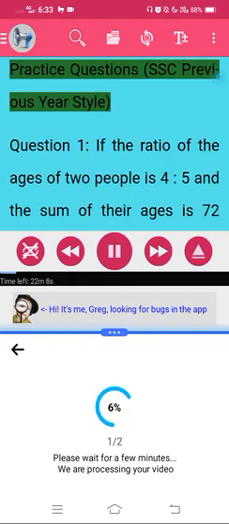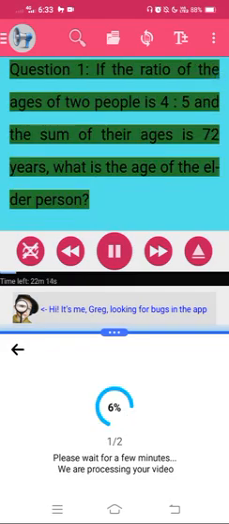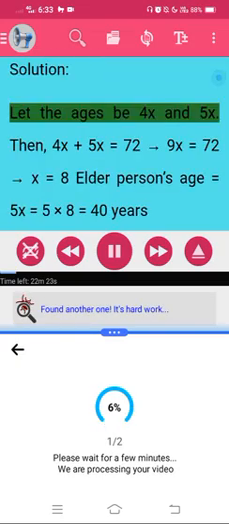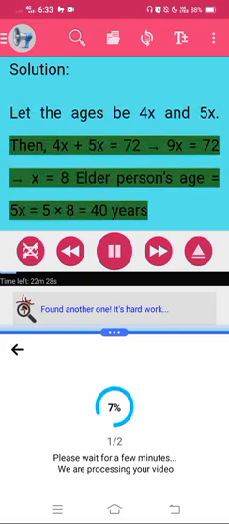Practice questions, SSC previous year style. Question 1. If the ratio of the ages of two people is 4:5 and the sum of their ages is 72 years, what is the age of the elder person? Solution. Let the ages be 4x and 5x. Then, 4x + 5x = 72, so 9x = 72, so x = 8. The elder person's age equals 5x equals 5 times 8 equals 40 years.